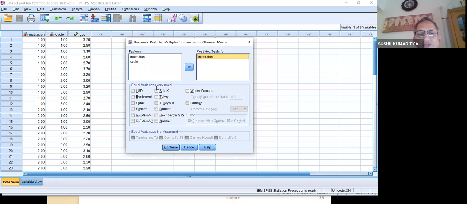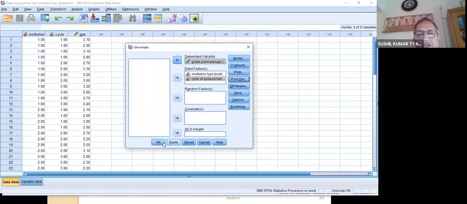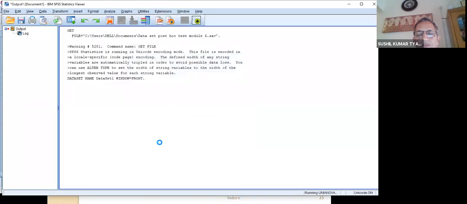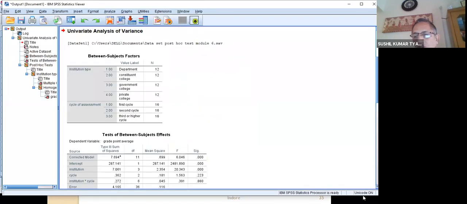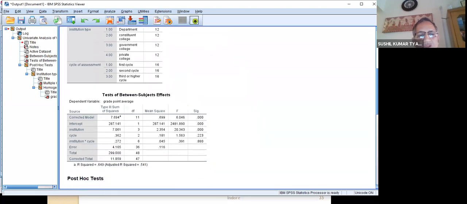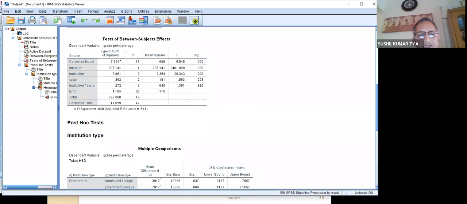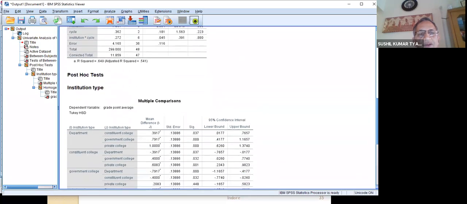Equality of variance not assumed. So select Tukey or Bonferroni. Some people select Sidak. Tukey test. Okay. So that is why I did not make any slide for this, because we have already done this. I just wanted to show where you can find it.